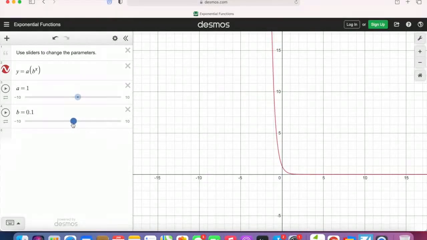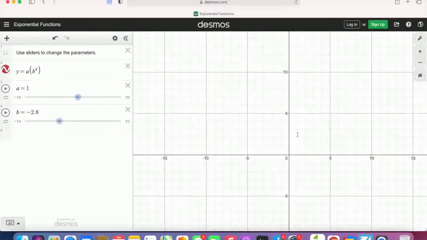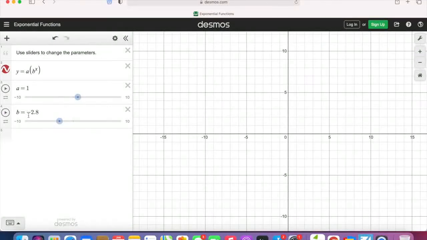Okay? So now, what happens when B is negative? Well, at B equals 0, look what happens to the function. What happens when it's negative? It's gone. It's not possible for B to be a negative number. It's not going to work for our exponential functions. And you can look on this graph and see it is nowhere to be found. So B has to be positive.